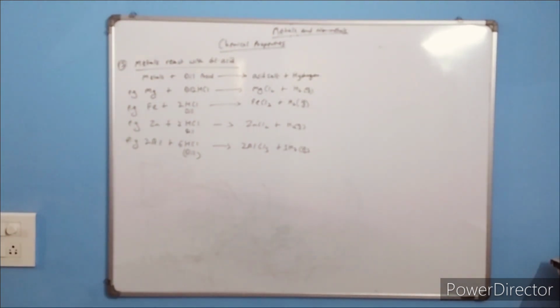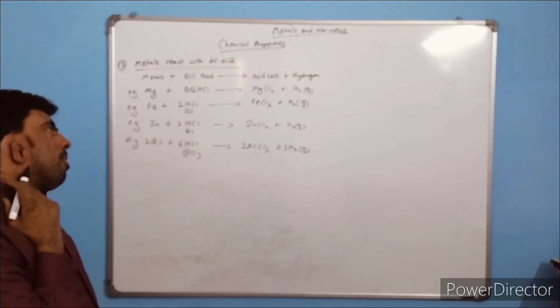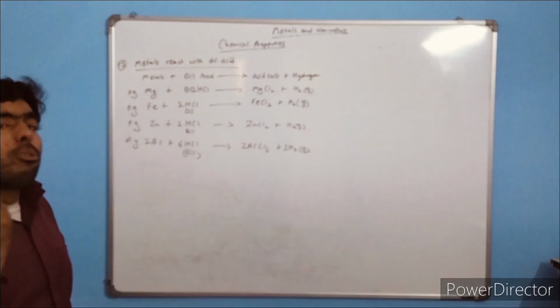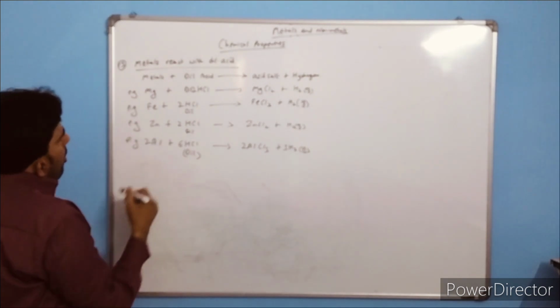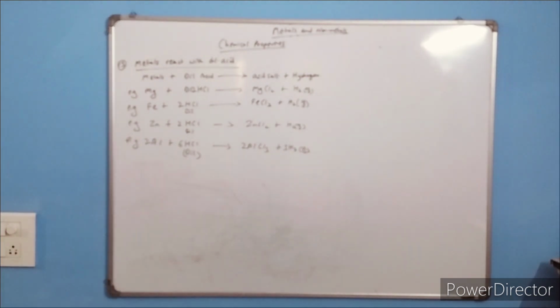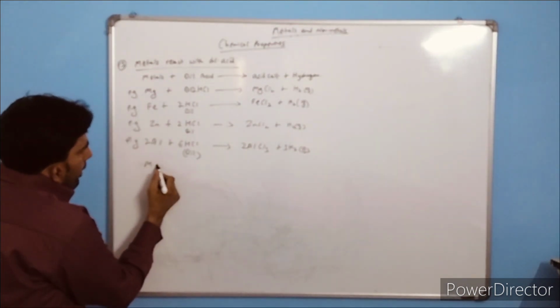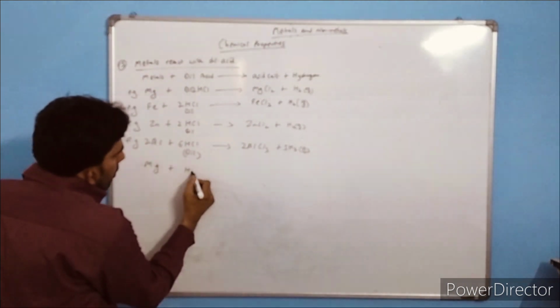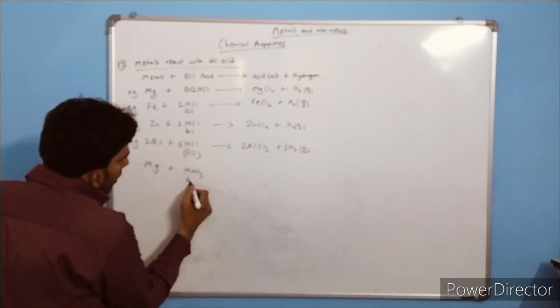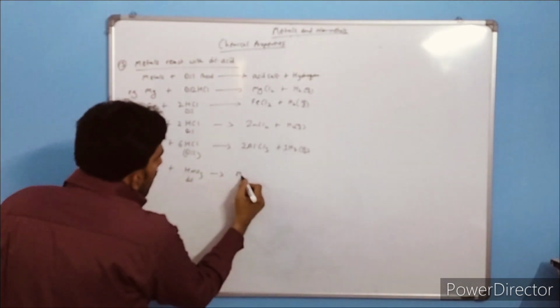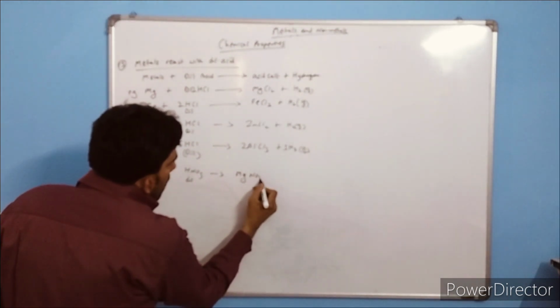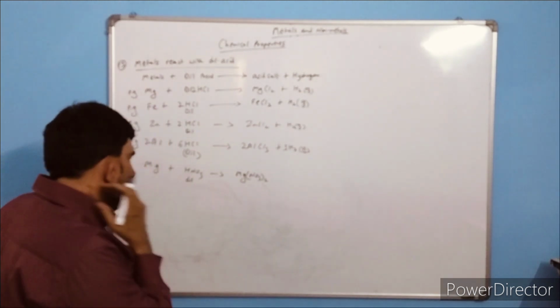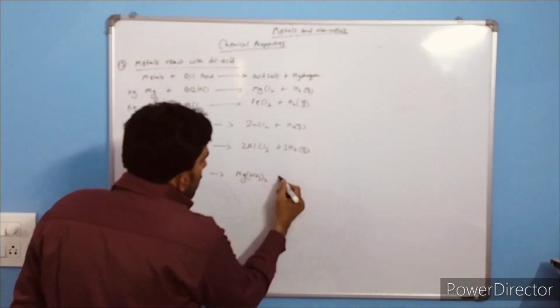If I take more examples of dilute acid, like HNO3, mostly I can take magnesium for HNO3. What will happen? Mg(NO3)2 plus hydrogen gas.